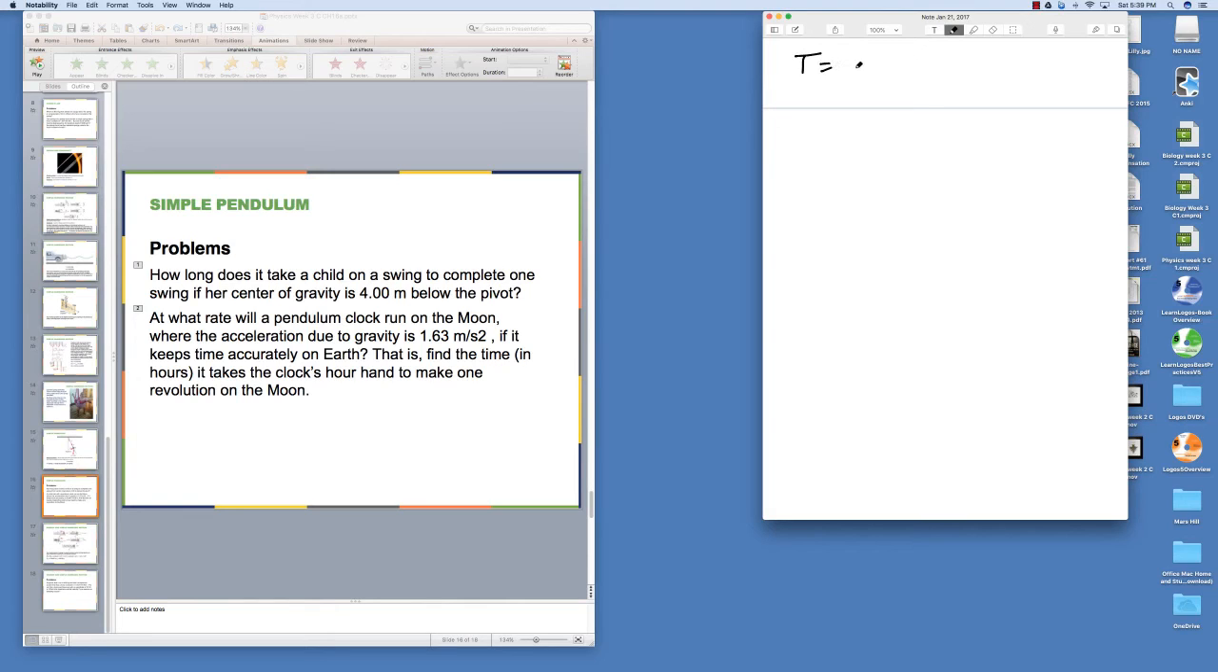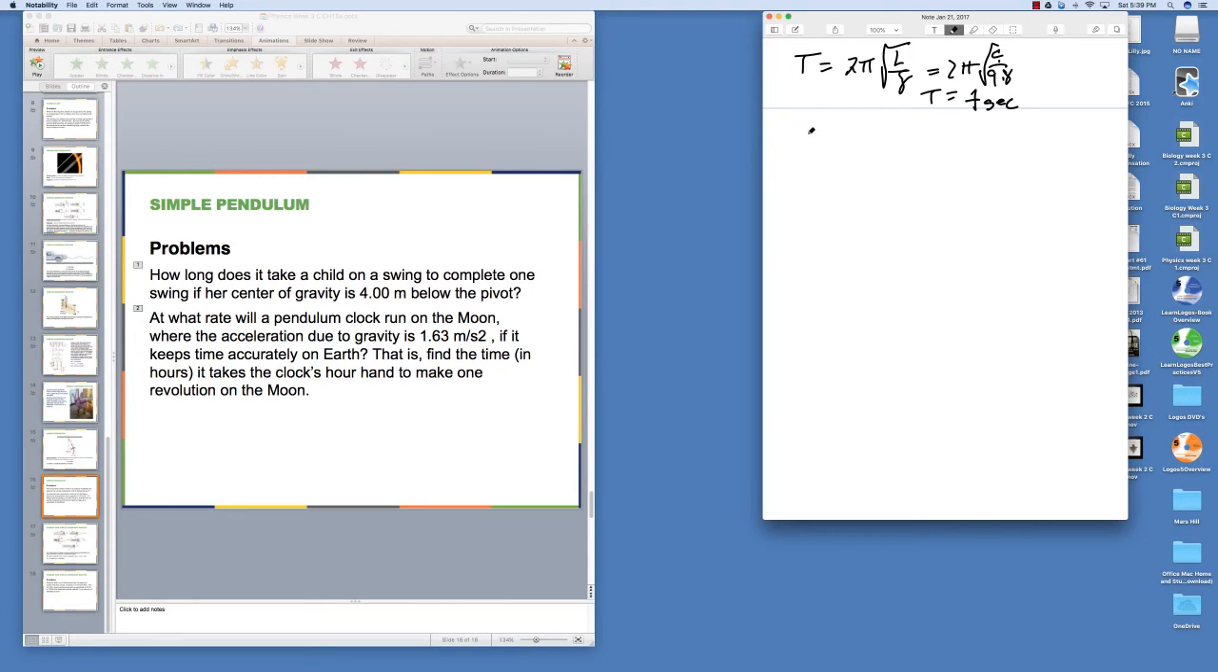So T is 2 pi times the square root of L over g, 2 pi times the square root of 4 divided by 9.8. And if you do that math, you get 4.01, let's just say 4 seconds. It doesn't matter how big this child is, as long as the swing can take the weight and it doesn't cause big problems.